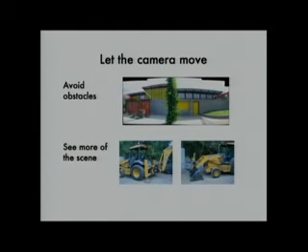It could be either because we want to avoid obstacles. Like here, there's this pole in front of the building, and if I want to capture the full building, I have to move to one side of the pole and to the other side of the pole. I cannot stand still. Sometimes you just want to see more of the scene. If you love vehicles or machines like I do, then you want to see both the front and the back. You don't want just a single view of the machine.